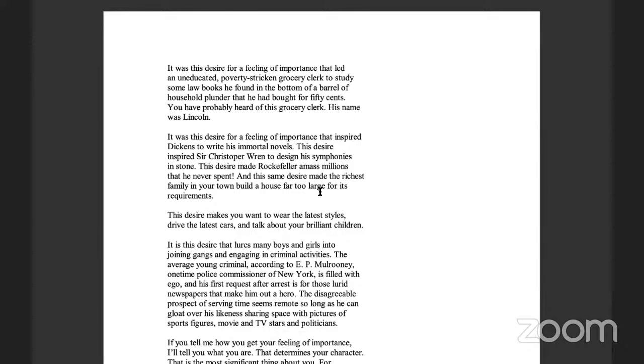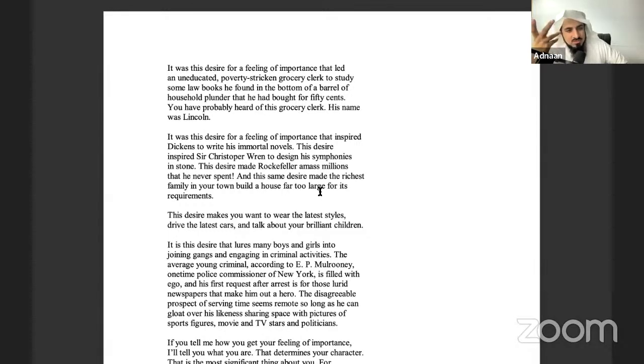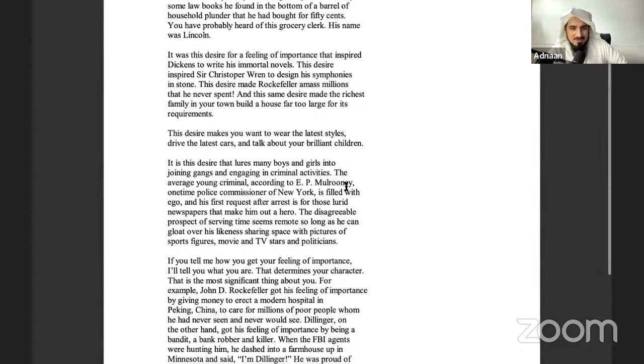This desire made Rockefeller amass millions that he never spent. And this same desire made the richest family in your town build a house far too large for its requirements. This desire makes you want to wear the latest styles, drive the latest cars, and talk about your brilliant children. Think about it. It's true. Generally speaking, I'm not pointing at anyone's intentions, but generally, all that comes with what? A feeling of being important. Look at me, I got this. Carry on.